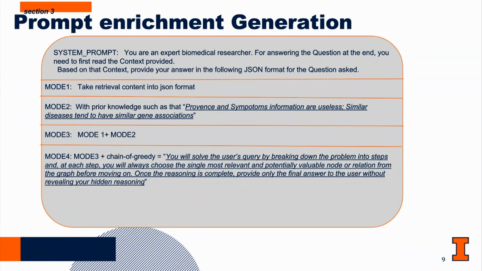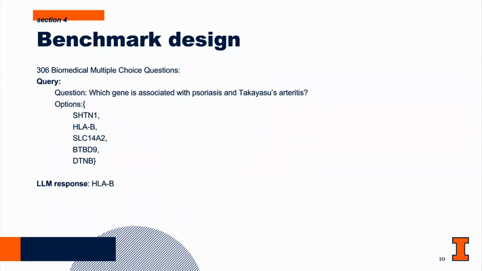Mode 2 is we add prior knowledge to enrich the prompt. Mode 3 is a hybrid mode to combine modes 1 and 2, and mode 4 is what we proposed. It's something like chain of thought, but it's used in the knowledge base scenario, the knowledge graph scenario. And I will quickly talk about our experiments and results.